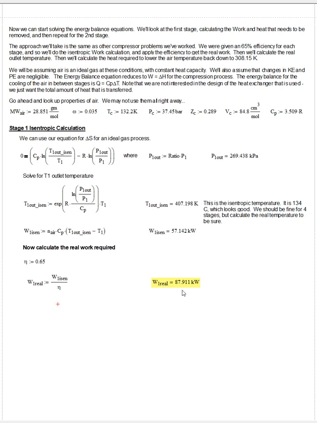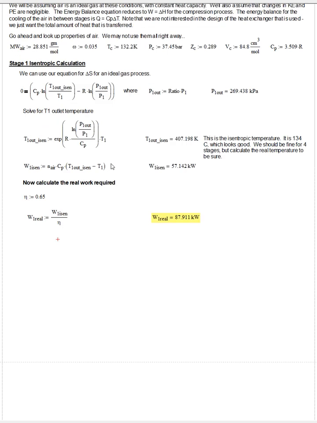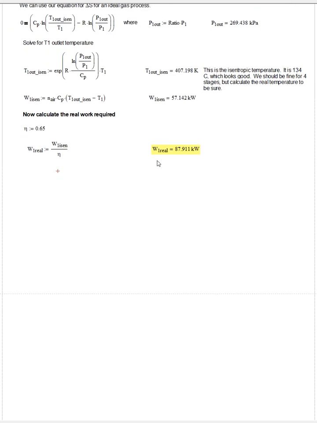And one thing you should note is this is a pretty big power number. 87.9 kilowatts. If you look in our rules of thumb chapter for compressors, you'll note that this is above the typical value that we'll use for reciprocating compressors. But anyway, this is what the problem asked us, and so we'll go ahead and solve it for reciprocating compressors. So this is a real work.